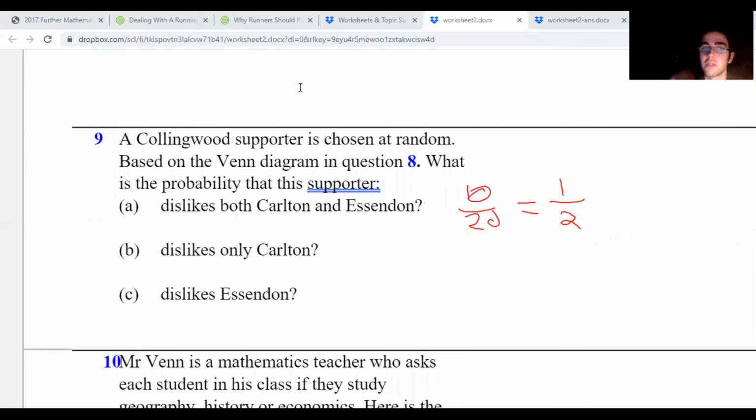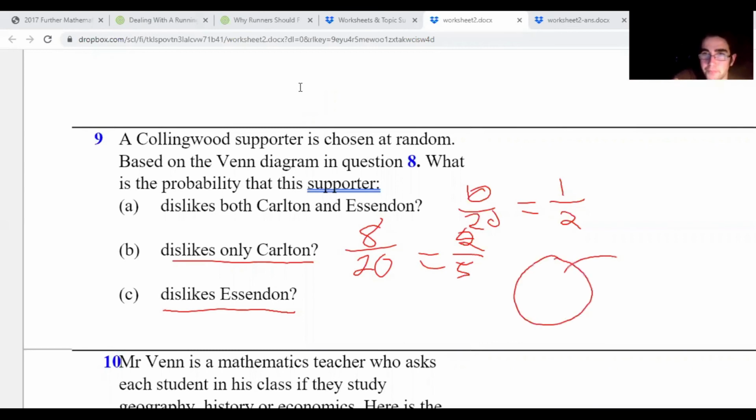Okay, so now for the next one, we're looking at the ones that dislike only Carlton. So in our Venn diagram, that would be this section in here and not the middle, because the middle has supporters who dislike Essendon as well, but we only want Carlton. So what we realise here is that we've got 8 who dislike only Carlton, out of a total of 20. Therefore, the probability would be 2 over 5.